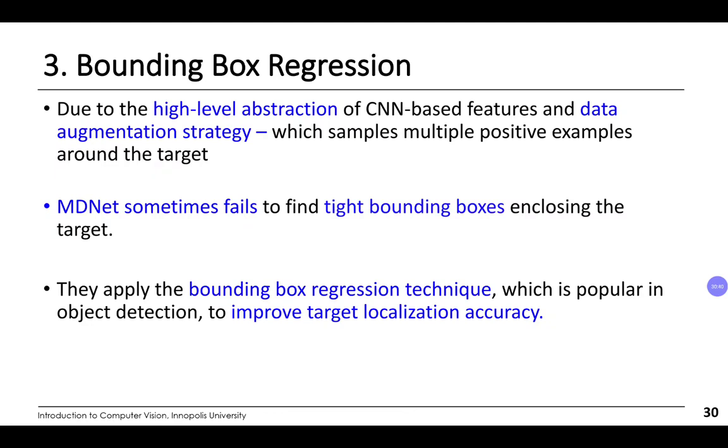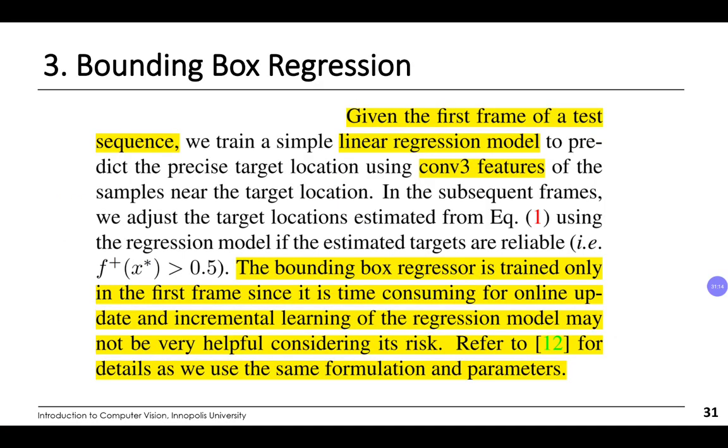And the next one is the bounding box regression. Due to the high level abstraction of CNN based features, data augmentation is a strategy which samples multiple positive examples around the target. MDNet sometimes fails to find tight bounding boxes enclosing the target, so what they did is bring in a regression layer after some convolution layer to make a nicer, tight bounding box around the object. So here is the detail.